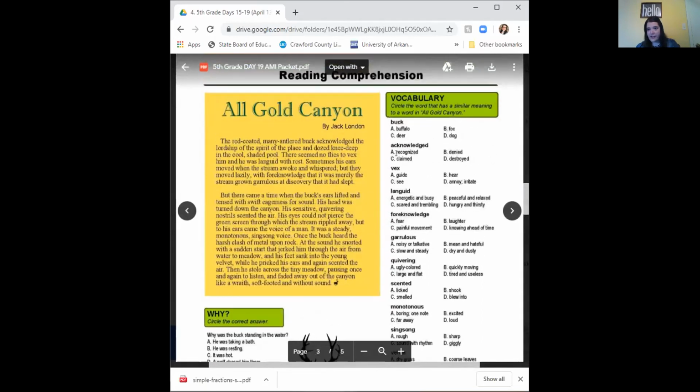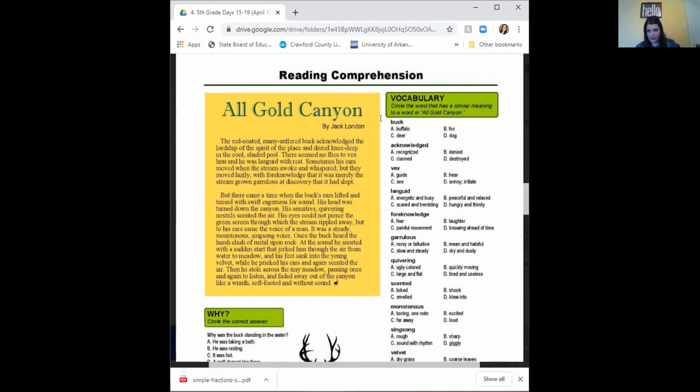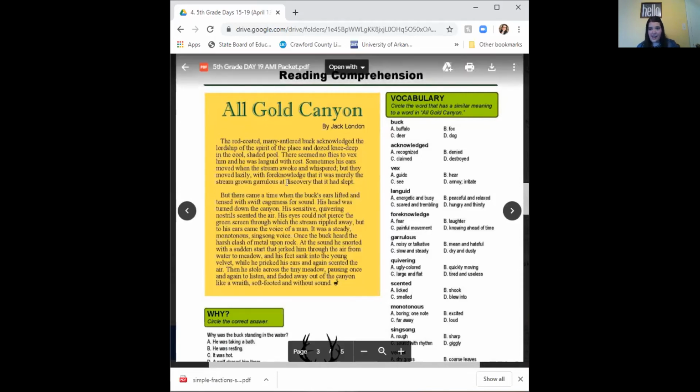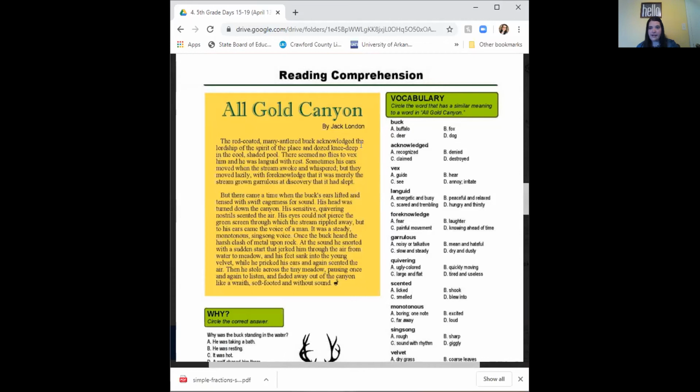questions. And then you come over here to the side and it says vocabulary. It says circle the word that has a similar meaning to a word in All Gold Canyon. So it gives you this word that is from All Gold Canyon. The word is buck. The word buck is a word found in All Gold Canyon. And then it asks you to choose the word that is most similar to the word buck. Is it A, buffalo, B, fox, C, deer, or D, dog? Which of those words is similar to buck?